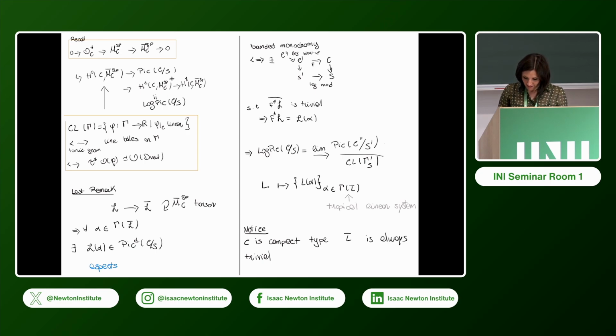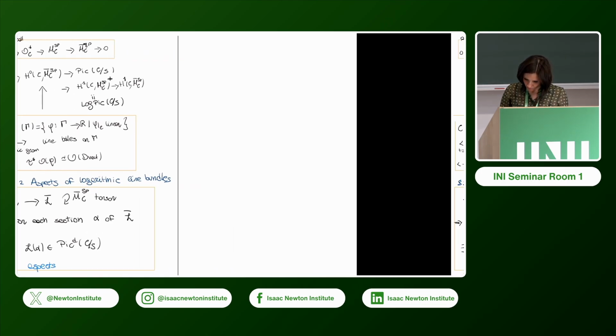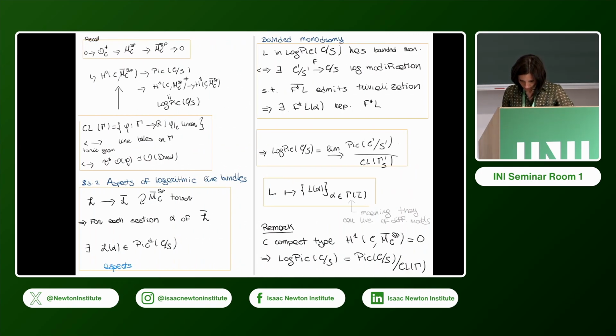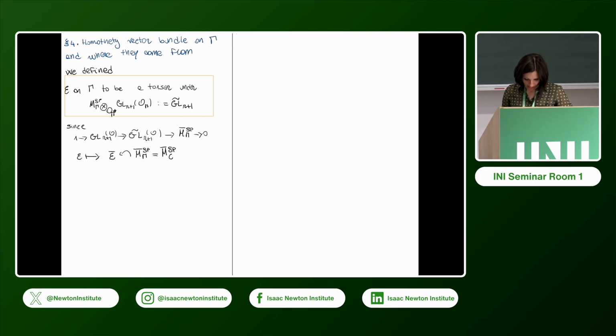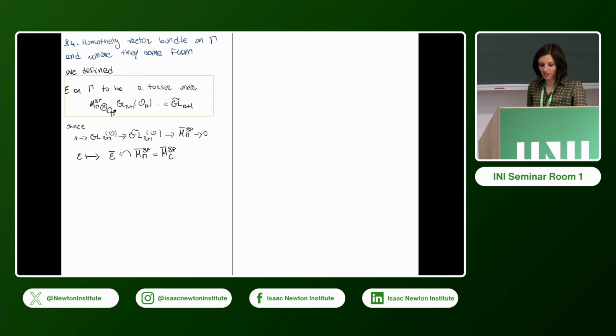Okay, this was the first ingredient of our definition. The second ingredient was this other weird object, namely vector bundle up to homothety on the tropical curve. Let's remember that Γ is always my tropical curve.